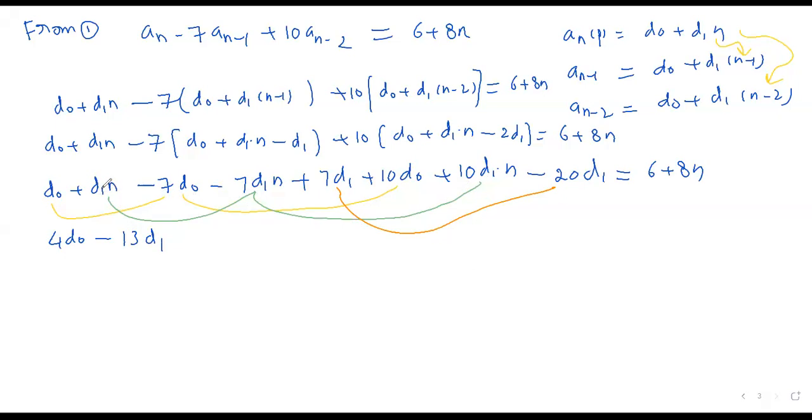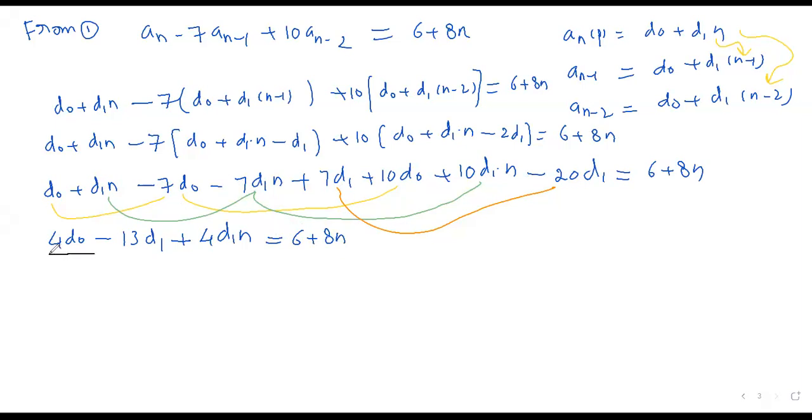Once again, I am telling you, plus d1n and minus 7 d1n, that means minus 6 d1n. And then come to here, 10 d1n means minus 6 plus 10, 4 d1n. Am I right? Yeah. Finally, the remaining values counted, that equals to 6 plus 8n. Am I right? Yes, sir.